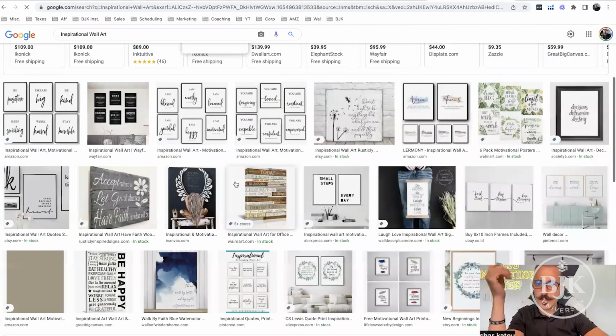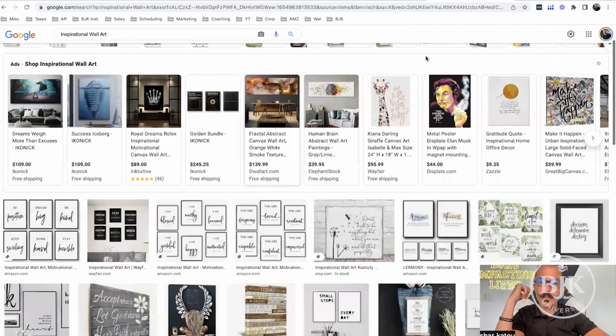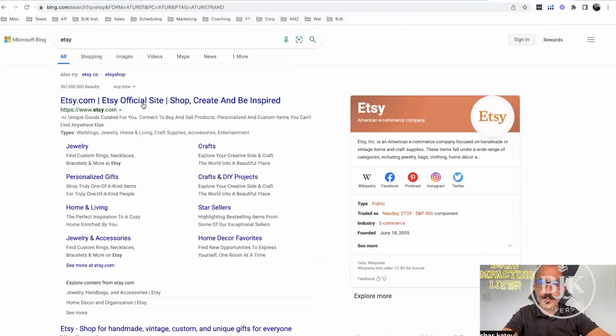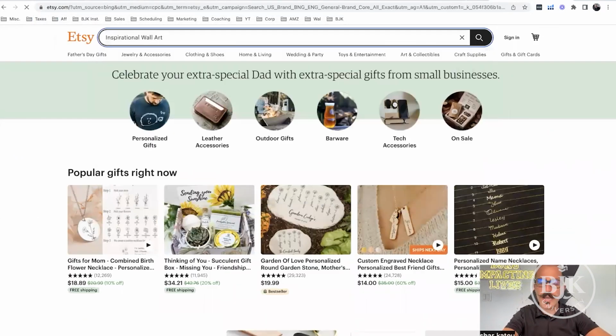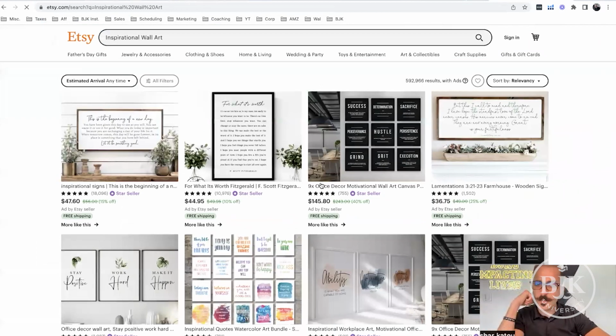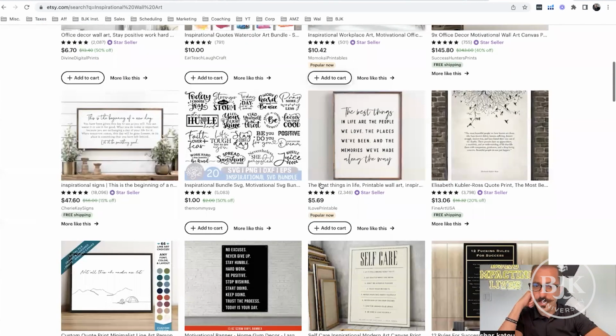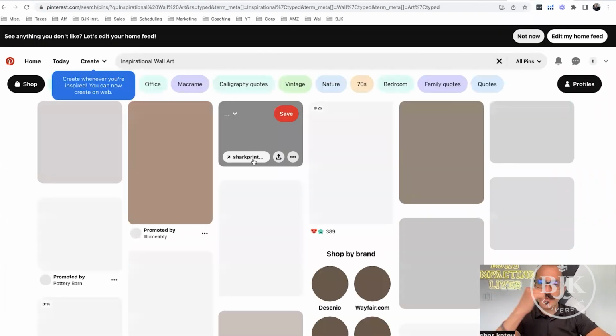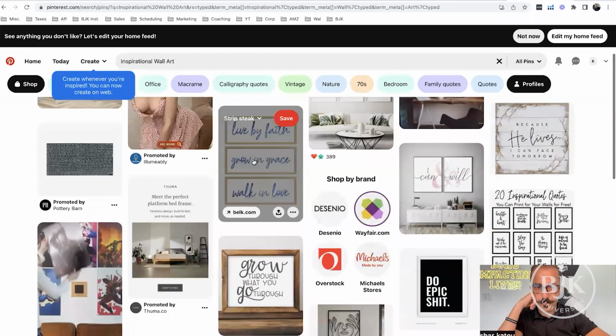Another thing that I like to do is go to Etsy and try to get inspiration from Etsy and see what Etsy has. Maybe it'll give me some inspiration that isn't existing right now. Or maybe I'll go to Pinterest and see if I get inspiration there as well, right?